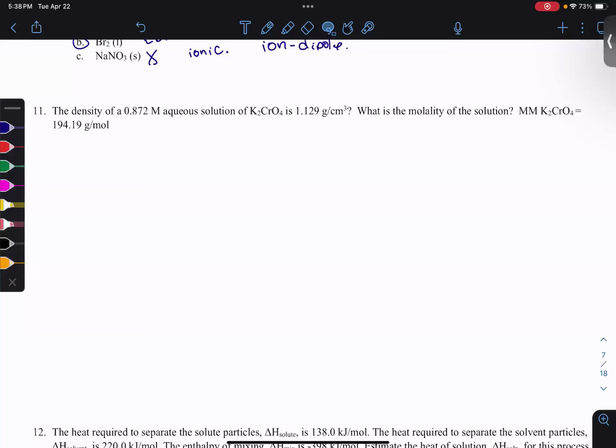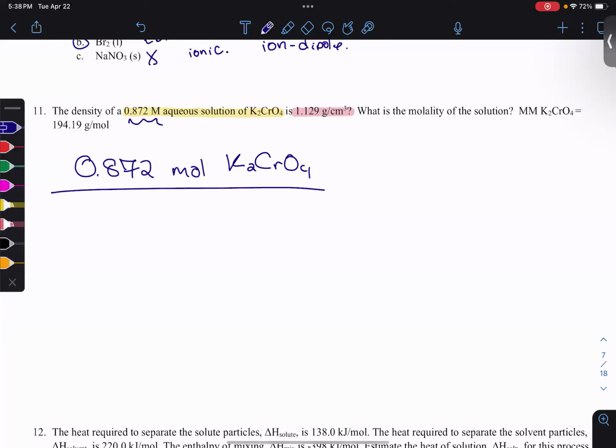Okay, all right. So I tell you we have this concentration of potassium chromate. It has this density. What is the molality of the solution? So write the things you need. If I tell you it's 0.872 molarity, that means I have 0.872 moles of what? K2CrO4, that's the solute, in 1 liter of solution.